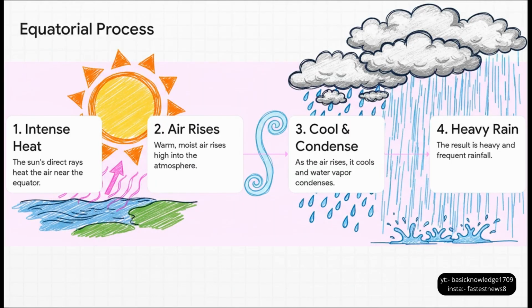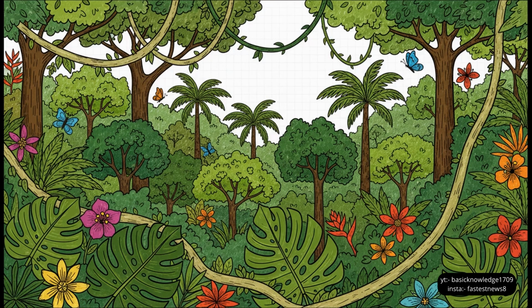And it all happens in a pretty straightforward four-step process. First, that super intense sun heats up the air. Second, that warm, moist air, because it's less dense, just starts to rise way up into the atmosphere. Third, as it gets higher, it cools down and the water vapor condenses into clouds. And the fourth step, the result is a ton of rain. I mean, heavy, predictable daily rainfall. And this constant cycle, heat, rise, rain, repeat, creates the absolute perfect conditions for life to just explode. It is the reason we find the planet's great, lush, tropical rainforests right here along this equatorial belt.